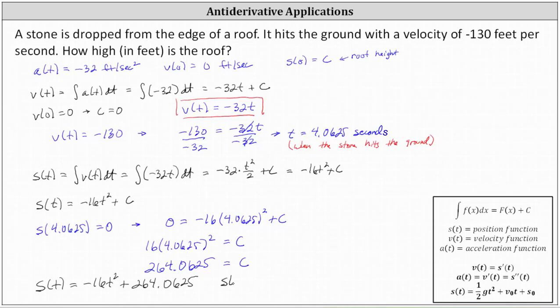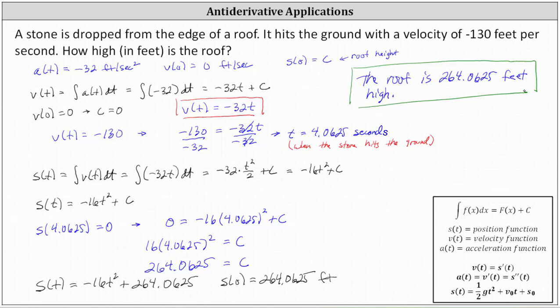Notice that s of 0 is equal to 264.0625. Again, this indicates at time 0, meaning right when the stone is dropped from the edge of the roof, the height is 264.0625 feet. So for the final answer, the roof is 264.0625 feet high. I hope you found this helpful.